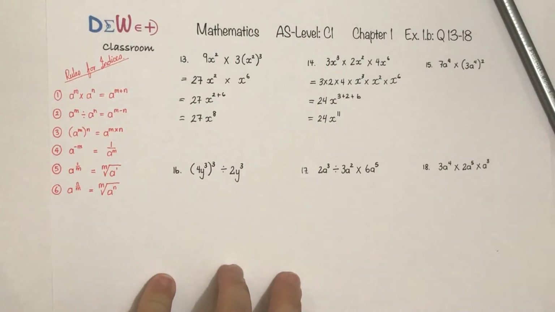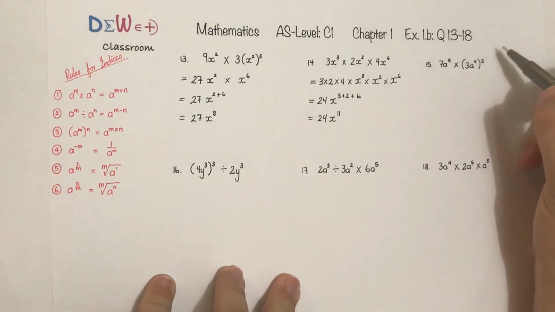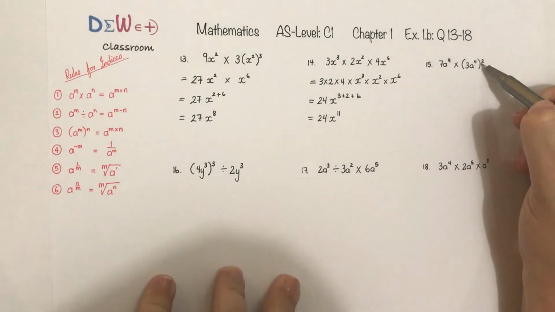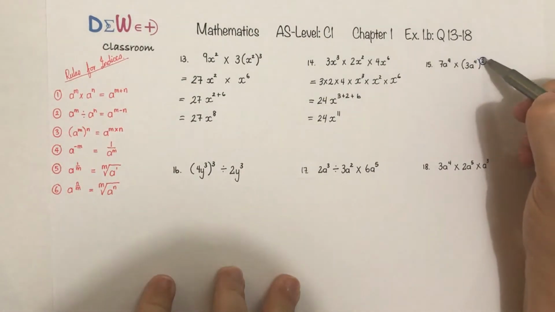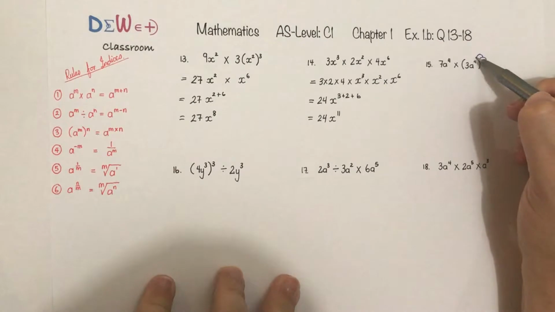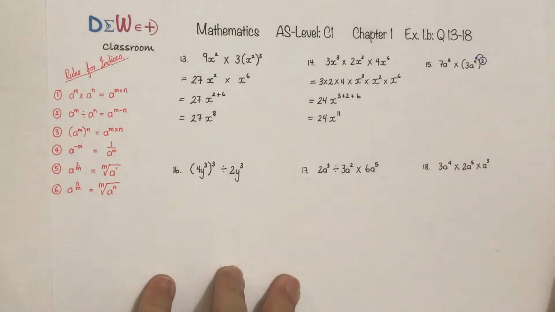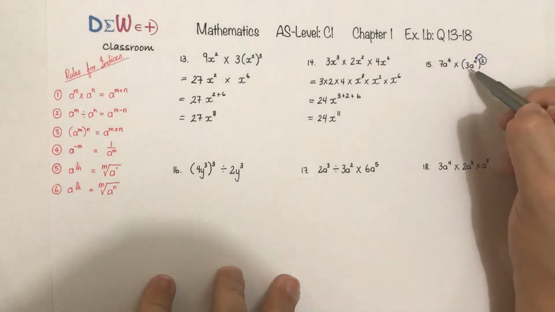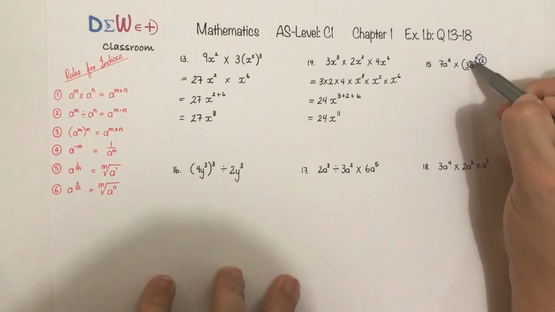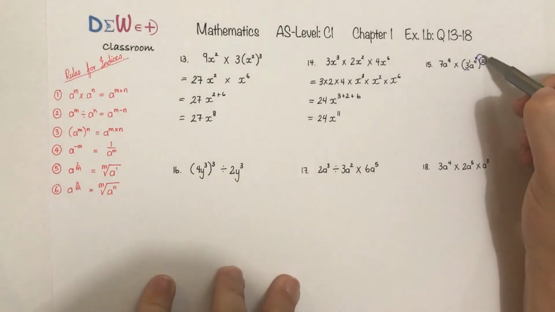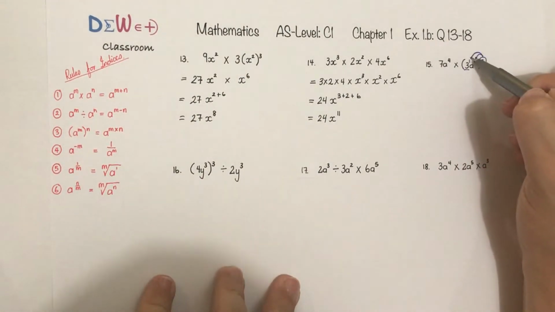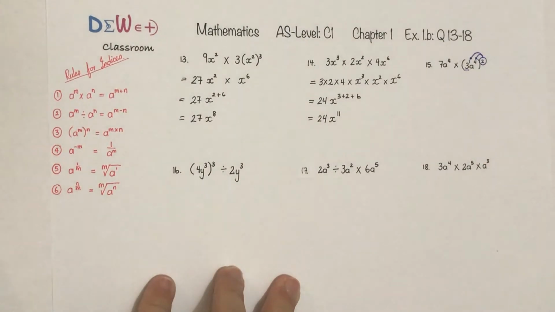Question number 15. Once again, as mentioned in previous videos, a lot of students make the mistake of multiplying the square that is outside of the bracket into the indices over here, but they neglect to do it to the whole number coefficient, which is 3 to the power 1. And that must also be multiplied there.